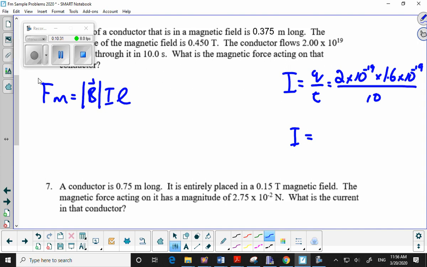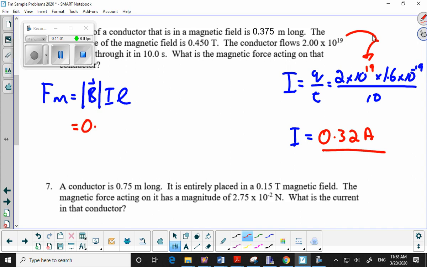The beauty of pausing is that I can catch my mistakes. Originally I had on here minus 19, and of course looking up here that was positive 19 for our number of electrons. So when I put that in my calculator, 2 times 10 to the 19 times 1.6 times 10 to the minus 19 divided by 10, I actually get a current of 0.32 amperes. Now I can complete this question.